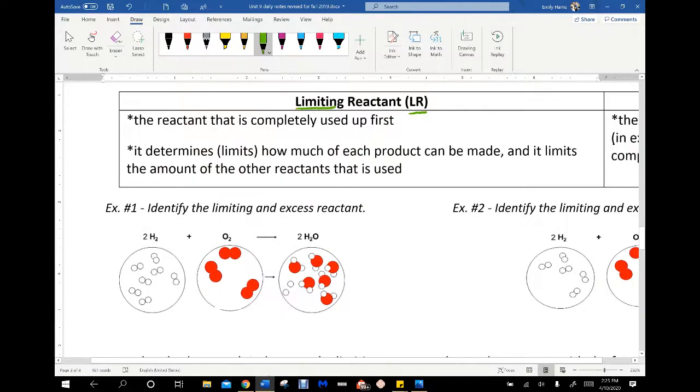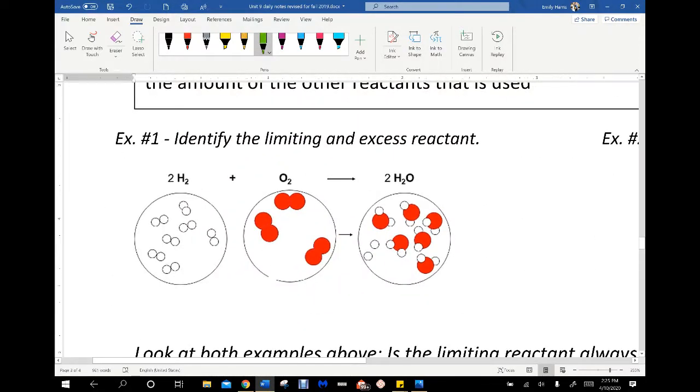We'll zoom in on our first example here, and it says identify the limiting and the excess reactant. There are a couple ways to go about this problem, but the easiest one is if they happen to tell you what the product looks like, you can easily figure out the limiting and excess reactant from there. Here they have a reaction where we're combining hydrogen and oxygen to make water. This is a synthesis reaction. We've got 2 simple elements coming together to make a compound.